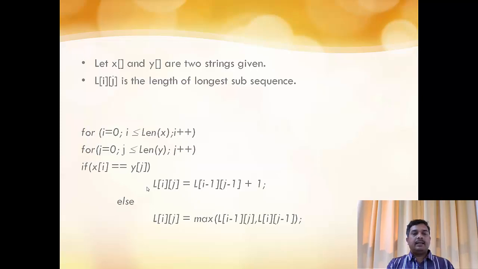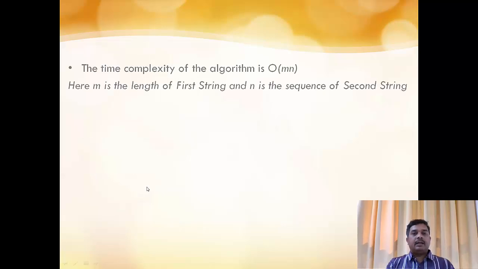We are seeing the algorithm once more. If both the characters are same, then we are taking just the left corner element and adding 1 to it. And if both of them are not same, then we are taking the maximum of the just top element and just left element and writing the value in Lij. So the complexity of the algorithm is order of mn, if m is the length of the first string and n is the length of the second string.